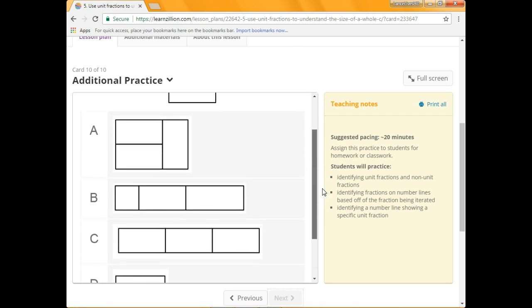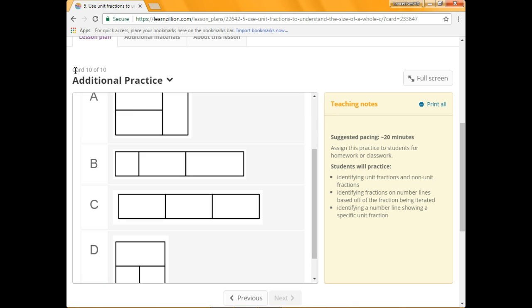So, as we have finished our practices, as you can see up here, card 10 out of 10. I'm just going to circle that for you. Card 10 out of 10.